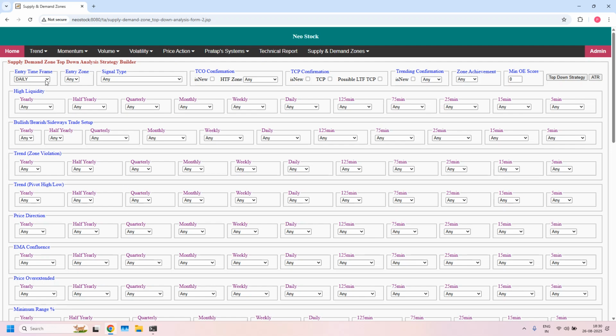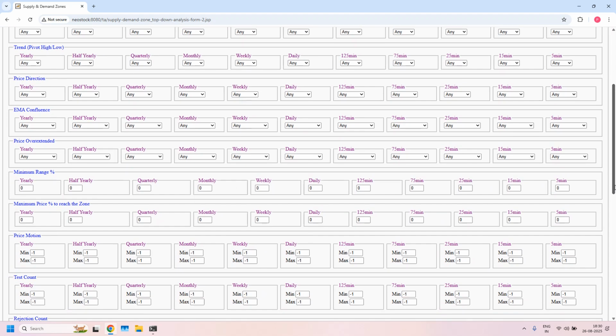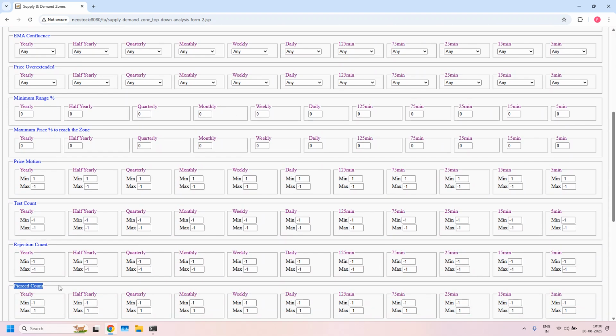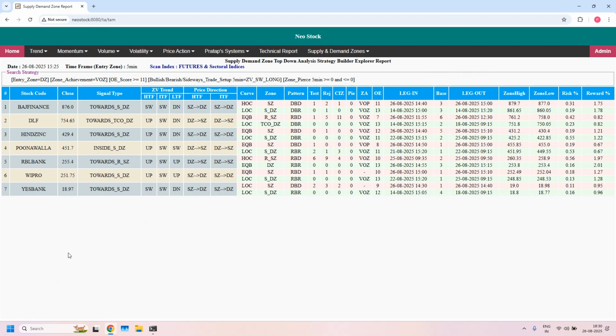For hourly income trade, entry time frame is 5 minutes, entry zone is demand zone. Here, bullish, bearish, sideways at 5 minutes, I am selecting sideways long, zone achievement violated opposing zone, minimum order enhances score 11, and the 5 minutes demand zone should not be pierced. So in the pierced count parameter at 5 minutes, I'm setting minimum value 0, maximum value 0. With these filters, we got 7 stocks supporting the sideways long trade setup for hourly income trade, and entry time frame zones are 5 minutes demand zones.